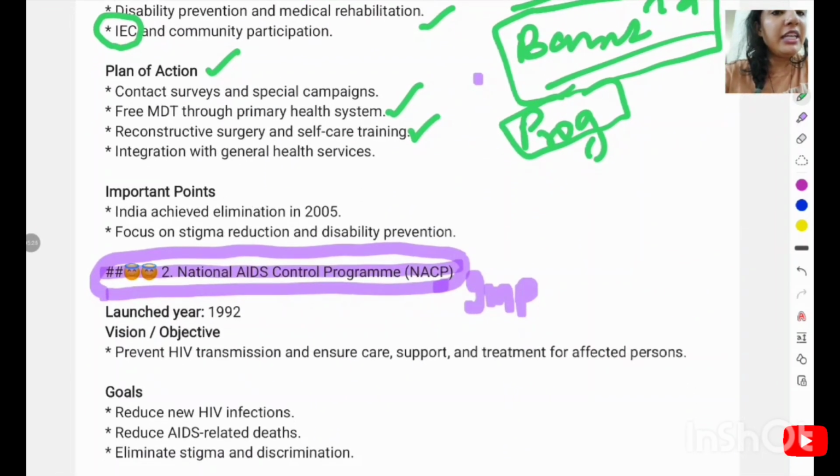Then integration with general health care. General health care means PHC and all, and ASHA involvement, so that we can reach the grassroots level also. Then what is the important point?